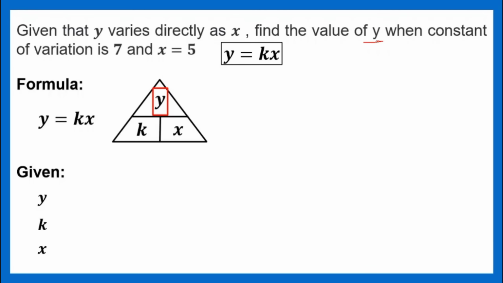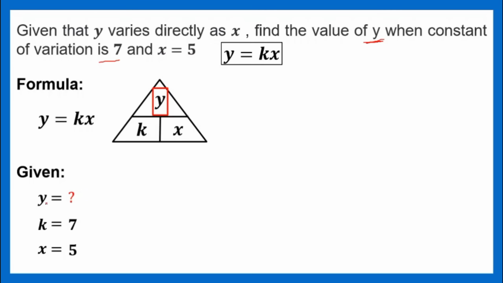So, wala pa siyang value kasi pinapahanap pa nga. So, that means y is question mark for now. Hindi pa natin alam. Followed by k. Ano nga ang k? Constant of variation. So, ito yun. Constant of variation is 7. So, ibig sabihin, ang k natin dyan ay 7. Tapos, ang x daw is equal to 5. Malinaw na malinaw, x is equal to 5.